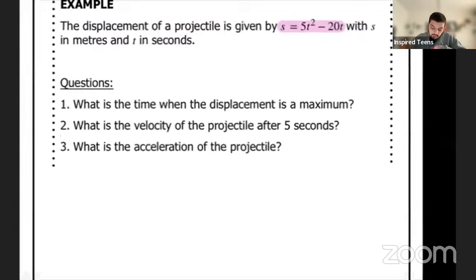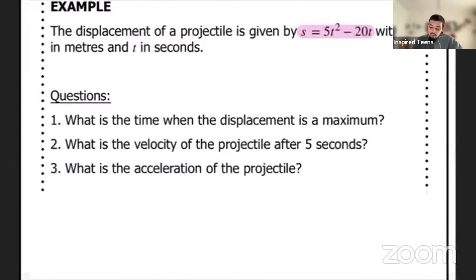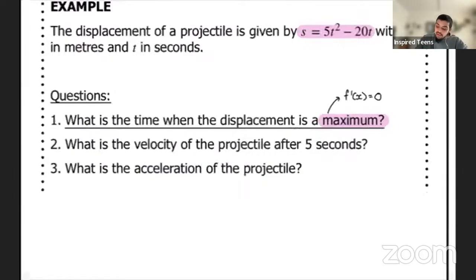Now, let's have a look at the question. What is the time when the displacement is at a maximum? Oh, maximum. What do you do when you see maximum? You derive and you equate to 0. That's maximum. Always remember that. In this case, it's displacement, so we look at the equation for displacement, derive it and equate it to 0.